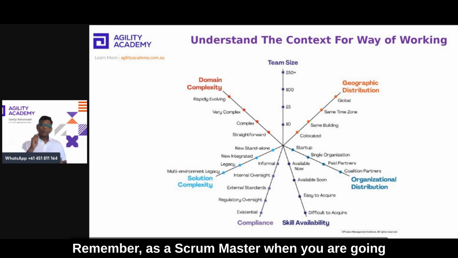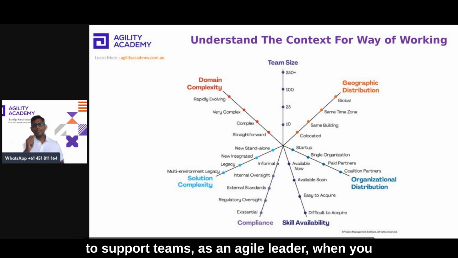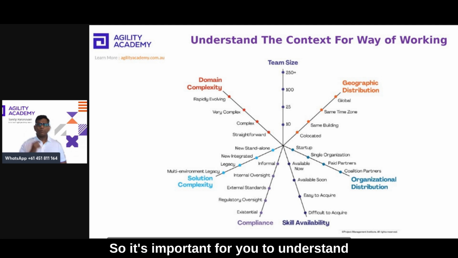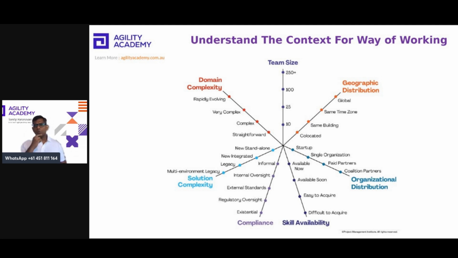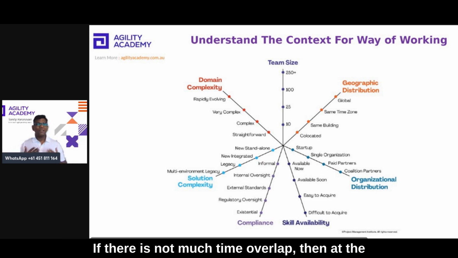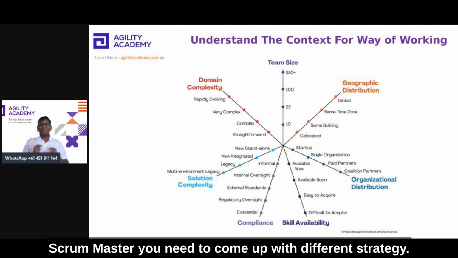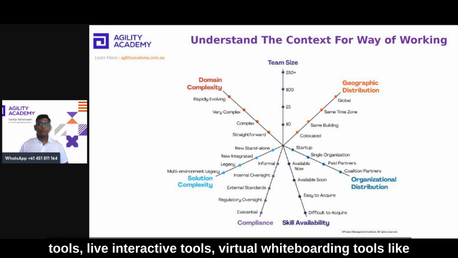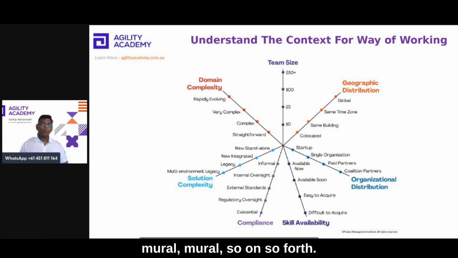Remember, as a scrum master, when you are going to support teams, as an agile leader, when you are supposed to help the team to grow, these factors are going to play a crucial role. So it's important for you to understand where that team is currently standing. If it is geographically distributed, then how much time overlap is there? If there's not much time overlap, then as a scrum master, you need to come up with a different strategy. You might want to leverage more video conferencing tools, live interactive tools, virtual whiteboarding tools like Miro, Mural, and so forth.